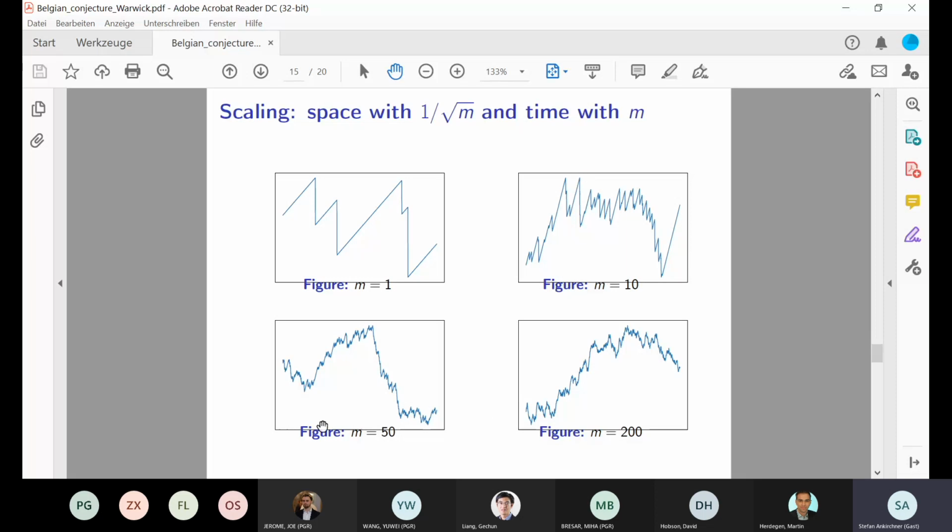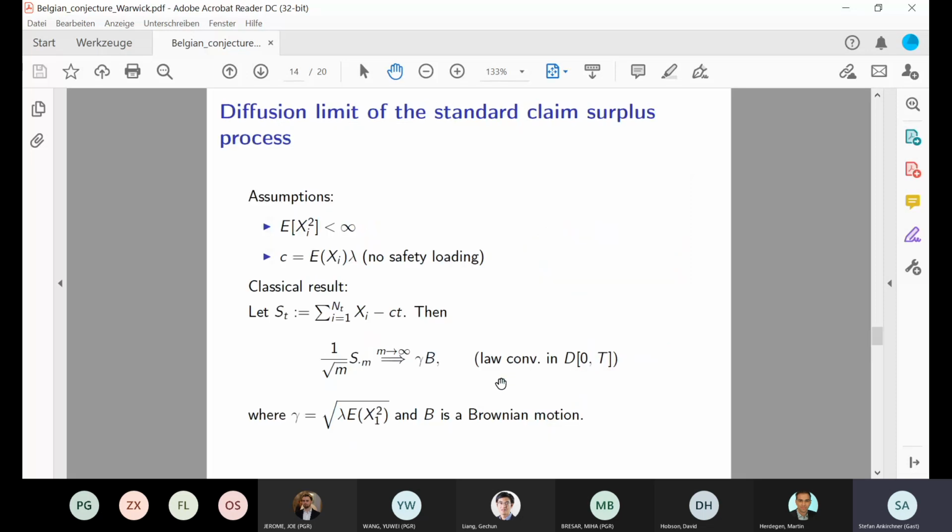Now we do the same with n equal to 50. And here in the picture at the bottom right, we do this with n equal to 200. You see the curve looks almost like a Brownian motion. This is what can indeed be shown rigorously, and here you can find the rigorous statement.